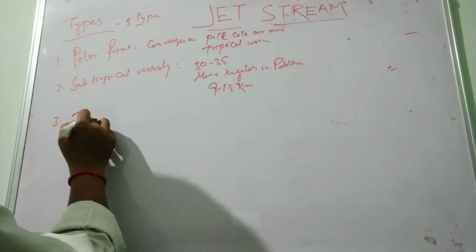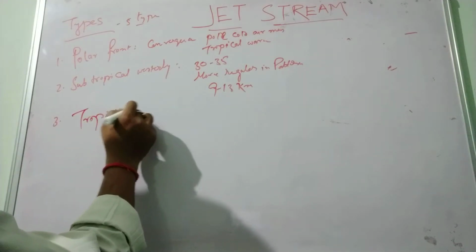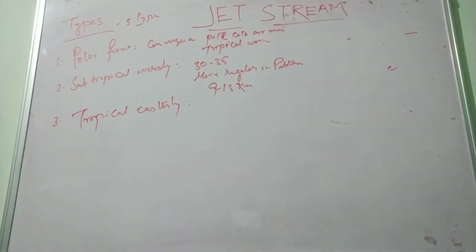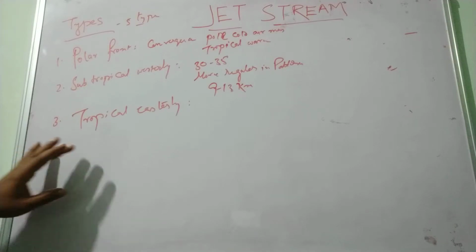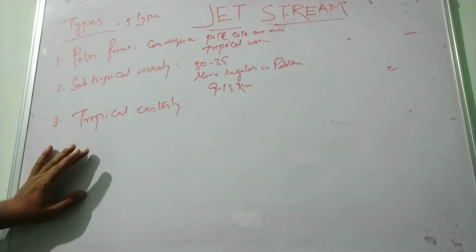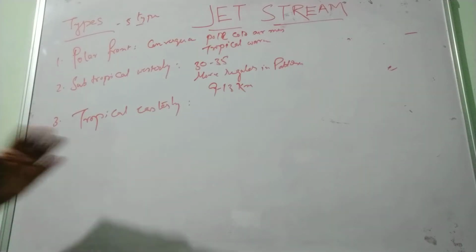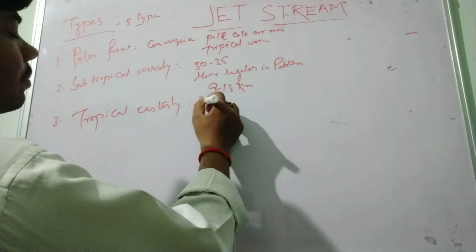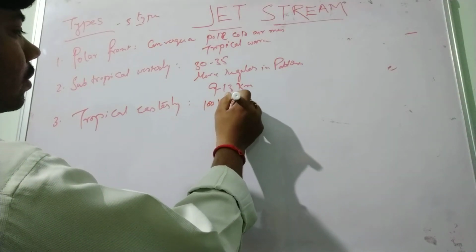Tropical easterly jet stream. Tropical easterly jet streams are found in the upper troposphere, where the easterly trade winds are blowing. They are formed due to intense heating on the Tibetan plateau and are closely associated with the Indian monsoon, and the wind velocity is approximately 100 km per hour.